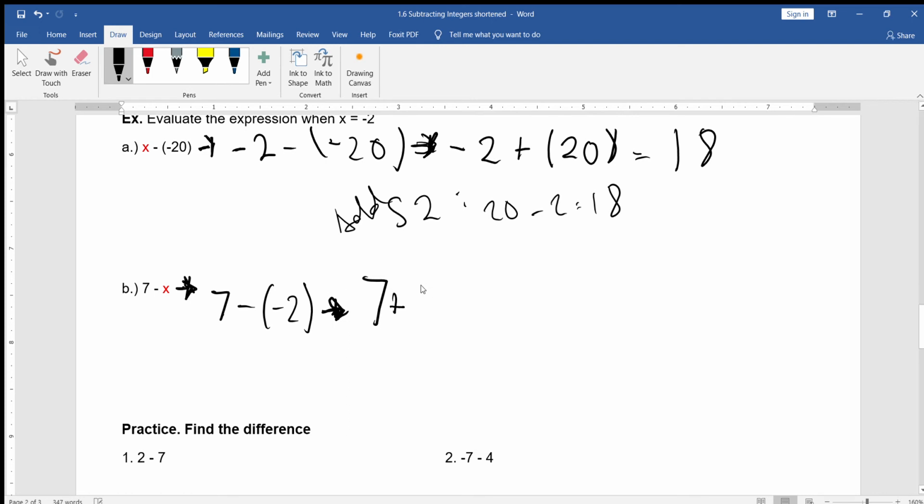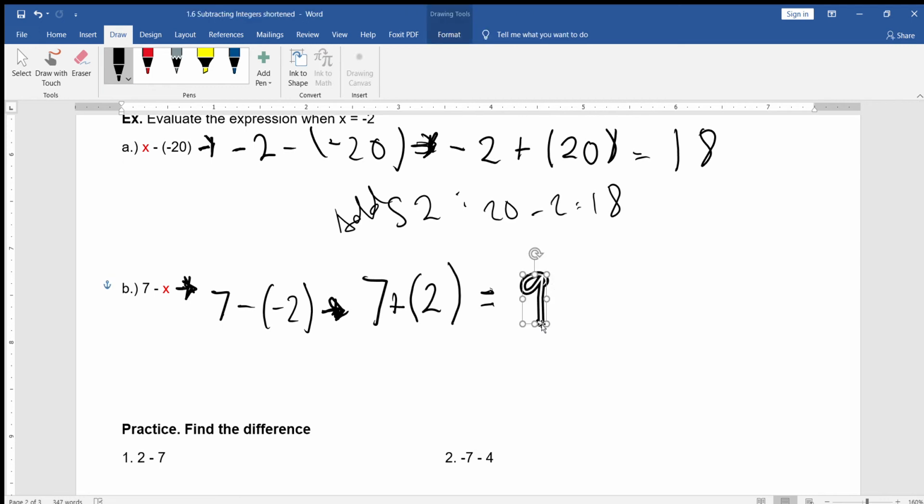What is opposite of negative 2? Well, that's simply 2. And what is 7 plus 2? Do we need addition rule for that? Not really. That's simple addition. 7 plus 2 is 9. So your final answer is 9.